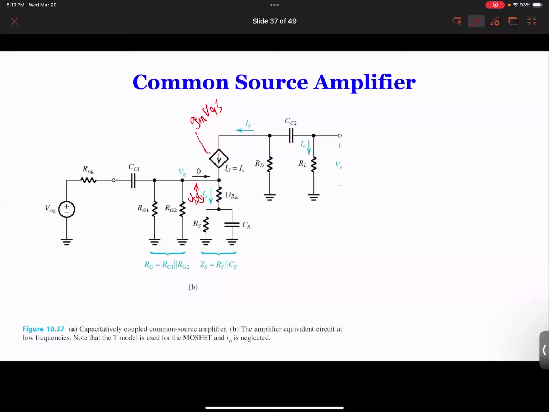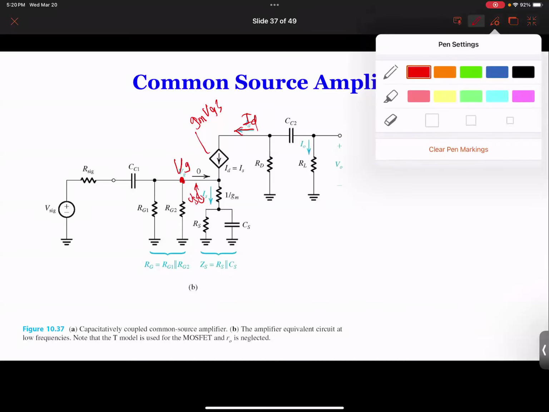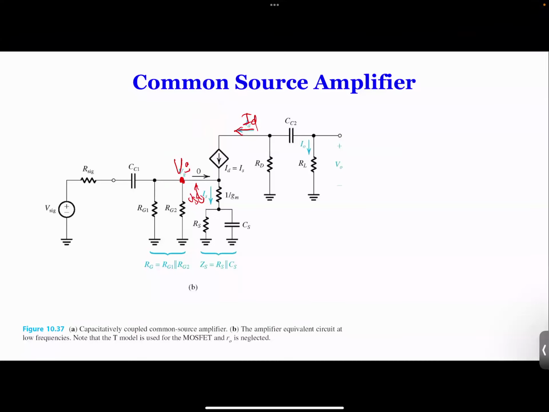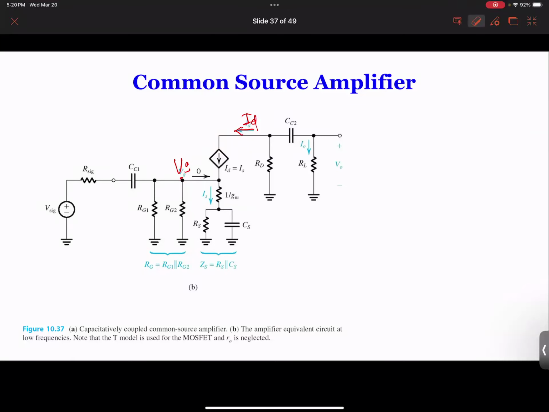Then we're also going to combine CC2 and RL. However, we cannot really combine them because we have to take VO. So we're going to do it this way and mark a few things here. Let's mark VG over here. This is VG, not VGS. Then we're going to mark ID over here. Let me actually erase this to make it a little bit easier. So this is VG, this is ID, and this is VO. And then we also mark this IO over here, just to make it a little bit easier.